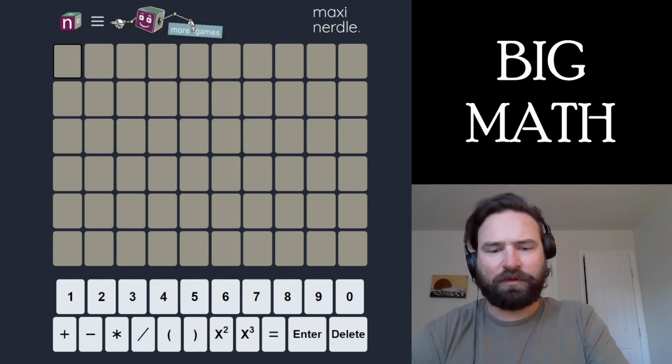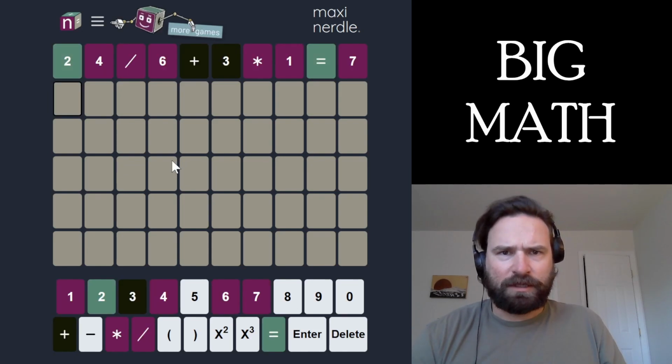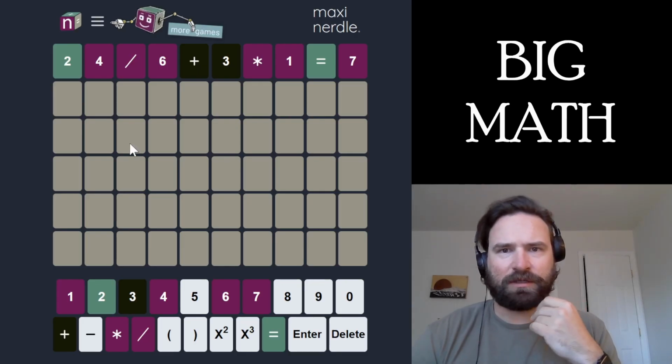Crush a Maxi nerdle. 24 divided by 6 plus 3 times 1 equals 7. Alright, that's a lot of purple. Got division and multiplication, which can get kind of wild. We're probably going to have some weird fraction stuff. 21 is divisible by 7, but I can't put division there, so that's not going to work.